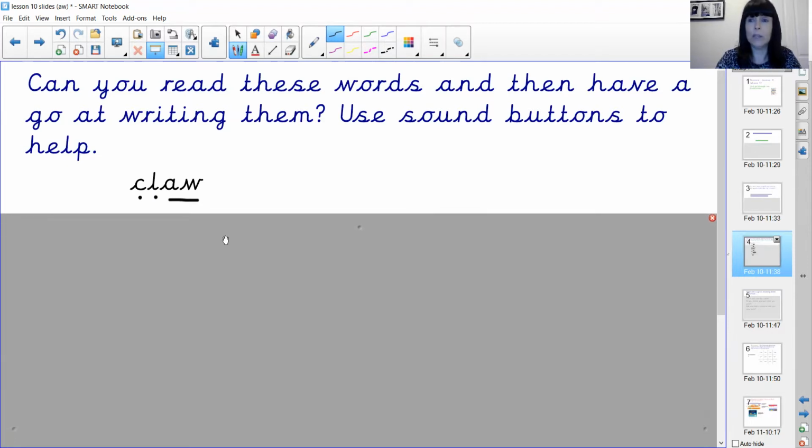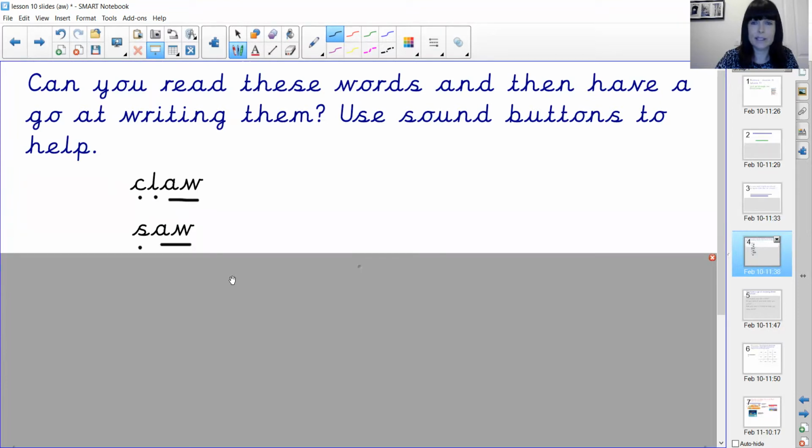Right, next one, have a little peek. Can you write the word saw? Did you? Have a go at writing the word saw. Okay, there it is. Did you get it?